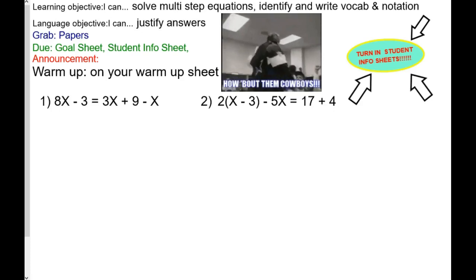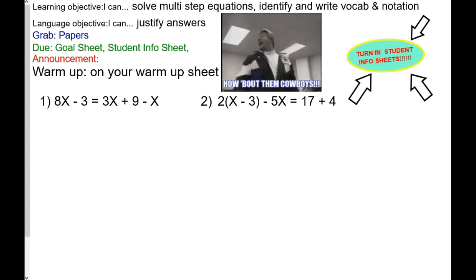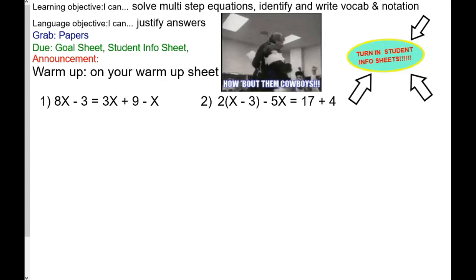Now, some of us need reminders because I see some blank papers. Every day when you come in, you should be writing the date, the objective, and the warm-up. Not only writing it down, but also you should be solving them, right? All right. And again, when I'm up here at the front, our headphones should be out of our ears, right? Because we are listening intently.